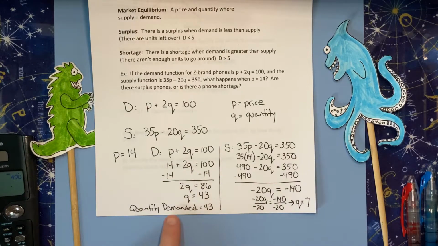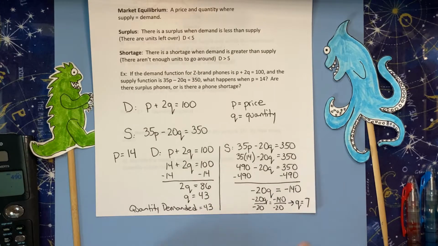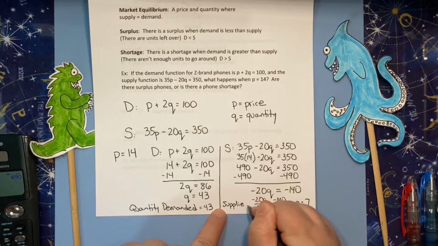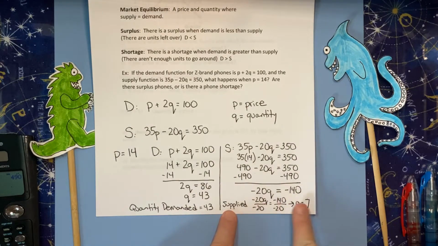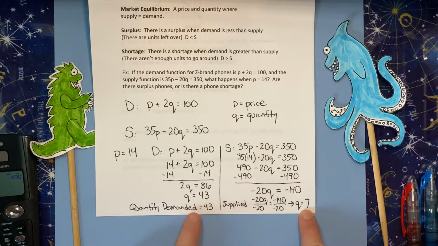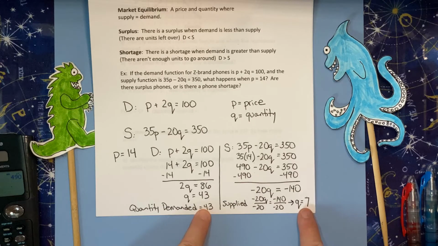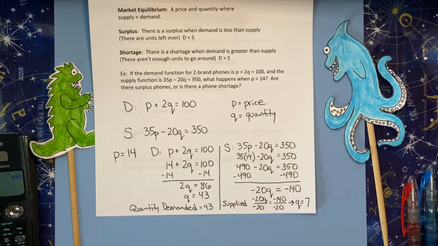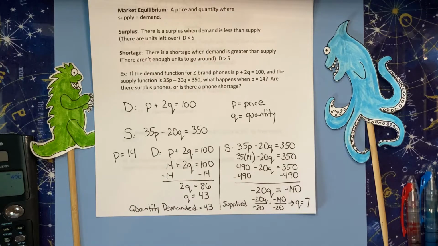So the quantity demanded is 43, but the quantity supplied, this is the supply side, there's only 7. In other words, people want to buy 43 of them, but the suppliers only want to make 7. Now, why is that? Well, at a given price, if this is $14, all the consumers are like, holy cow, a phone for $14? Sign me up, I'd like 12, right? Because it's a really low price. So consumers are very happy about this.